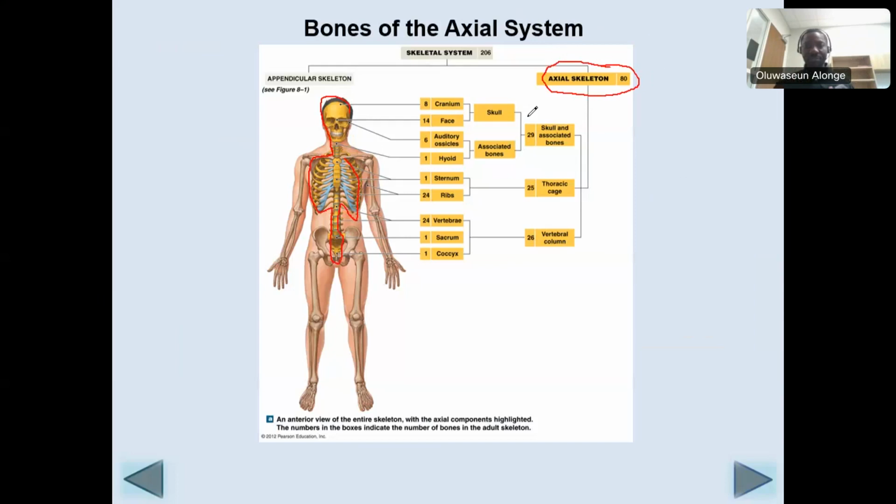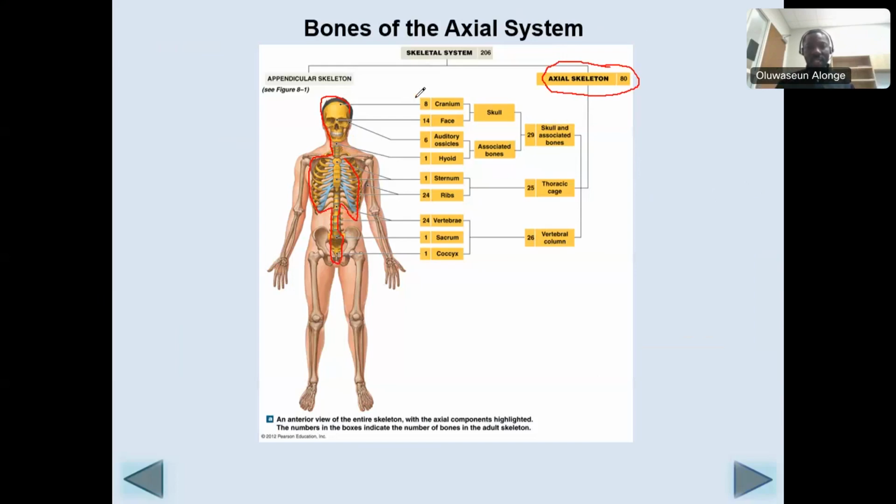Then you have the appendicular skeleton, which makes the appendages of the body, right? Appendages, attachment. And that's where you have the upper limb, the lower limb, the pelvic girdle, the pectoral girdle. Those are the appendicular skeleton.